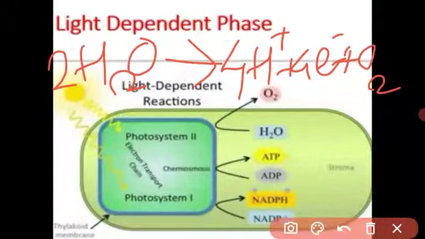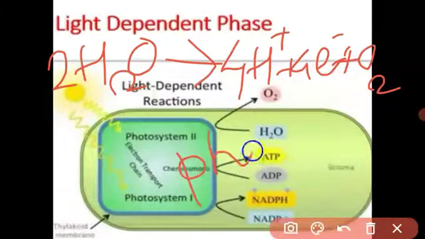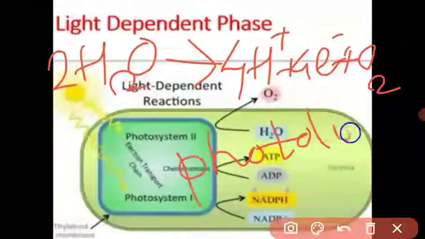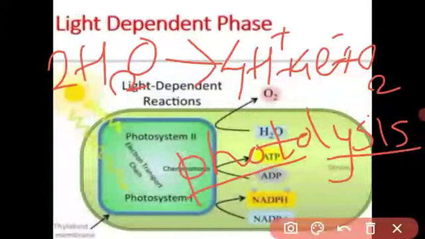This reaction is called photolysis. Photolysis means photo means light and lysis means breakdown. What is the actual definition of photolysis? Photolysis is defined as the splitting of the H2O molecule into hydrogen ions, electrons and oxygen in the presence of light and in grana.